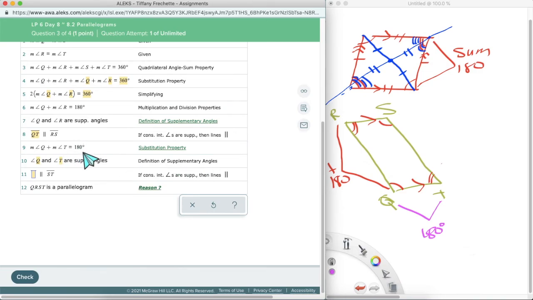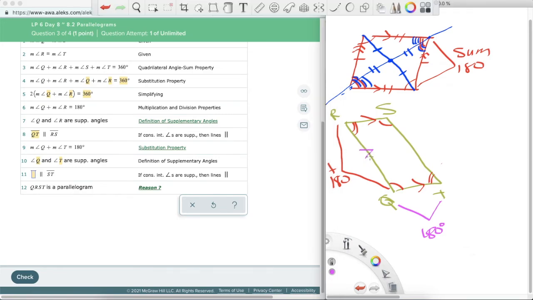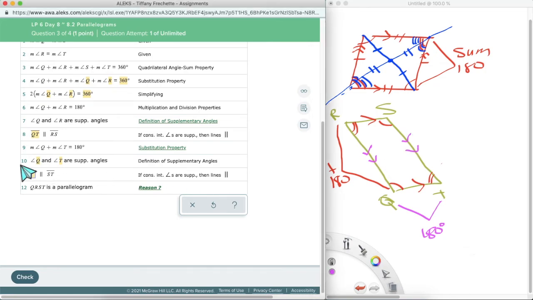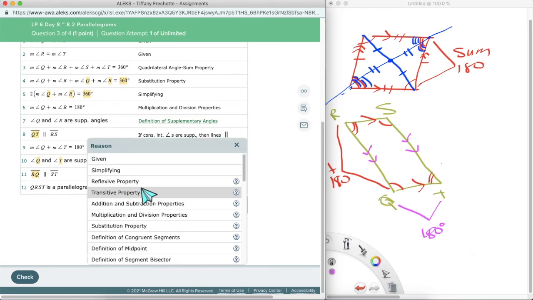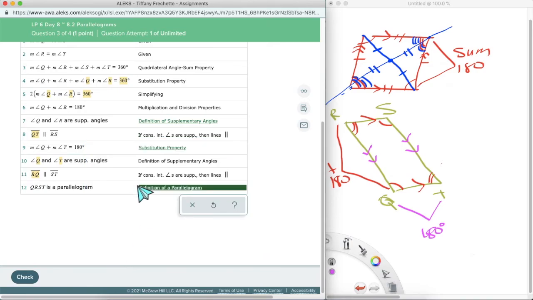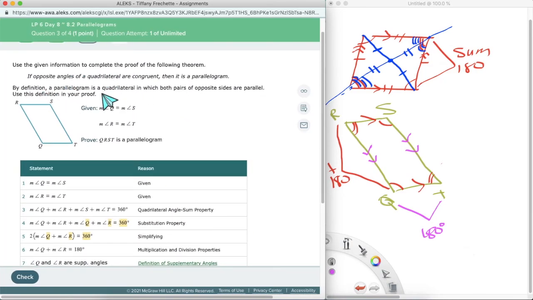So now that shows that ST and RQ are parallel, and that's if consecutive interior angles are supplementary, then the lines are parallel again. So we're just using that consecutive interior angles are supplementary. So now we just showed opposite sides are parallel. So again, we're trying to get to that definition. And it again told us, I didn't read that part again, to use that definition in the proof. We were trying to get to that piece.